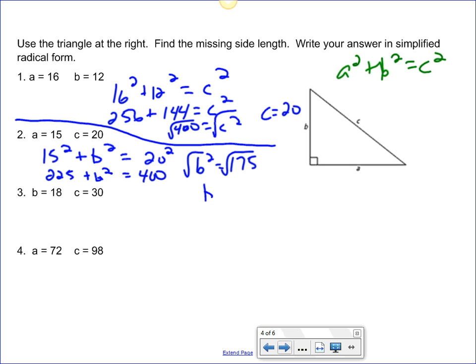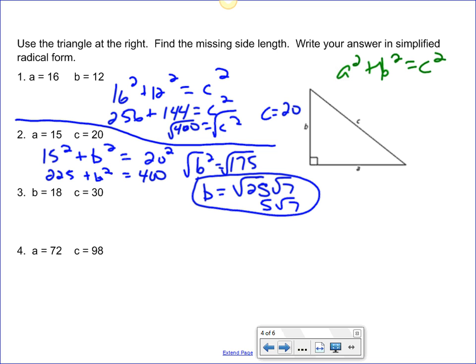I would then have to simplify the square root of 175 because I want to write it in simplified radical form. So what's the biggest perfect square that goes into 175? Well, I know 25 goes in there 7 times. So what would this simplify to? 5 root 7. That would be the length of B.